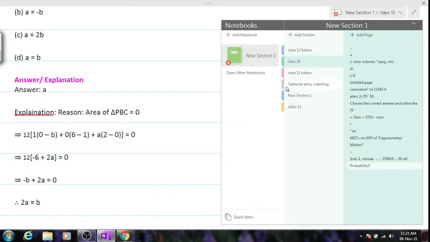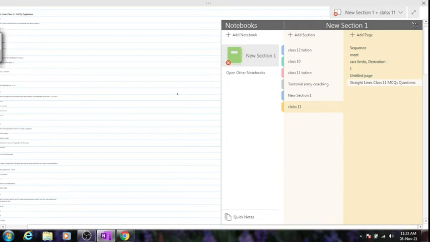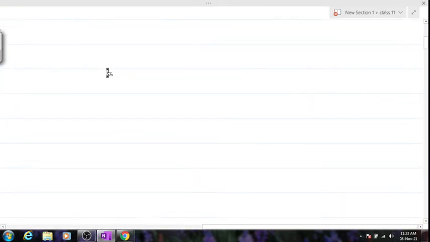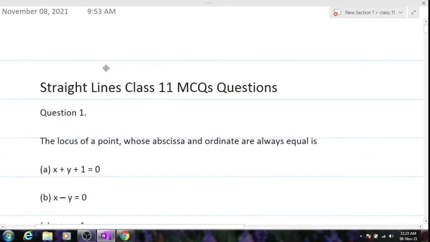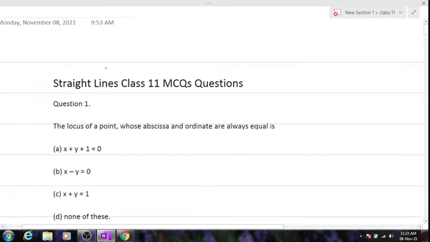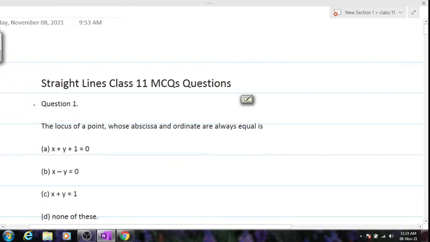Now moving into your section, you are class 11th. We will be revising straight lines MCQ. Is it clear? Clear? Chalo, here is your question number 1.